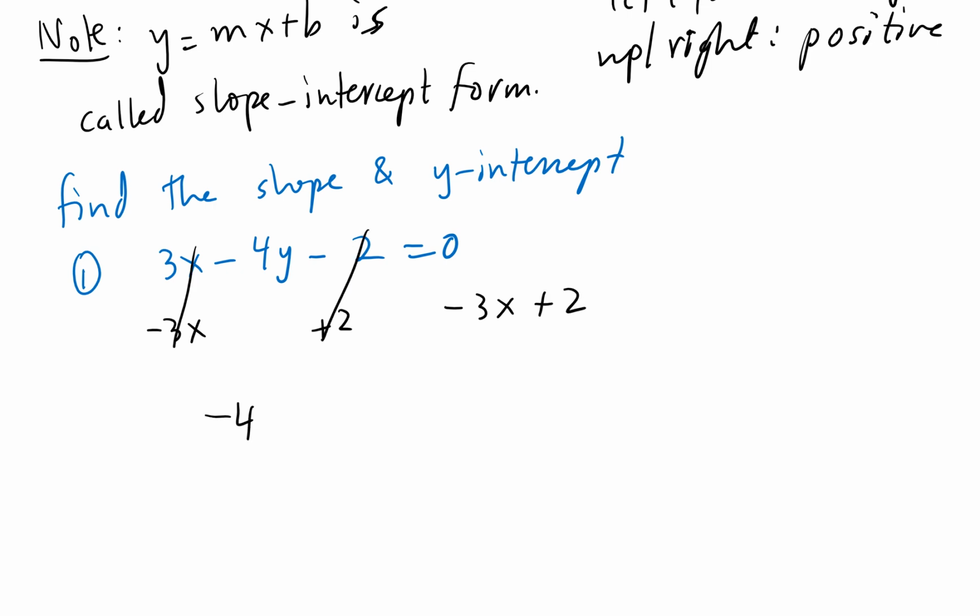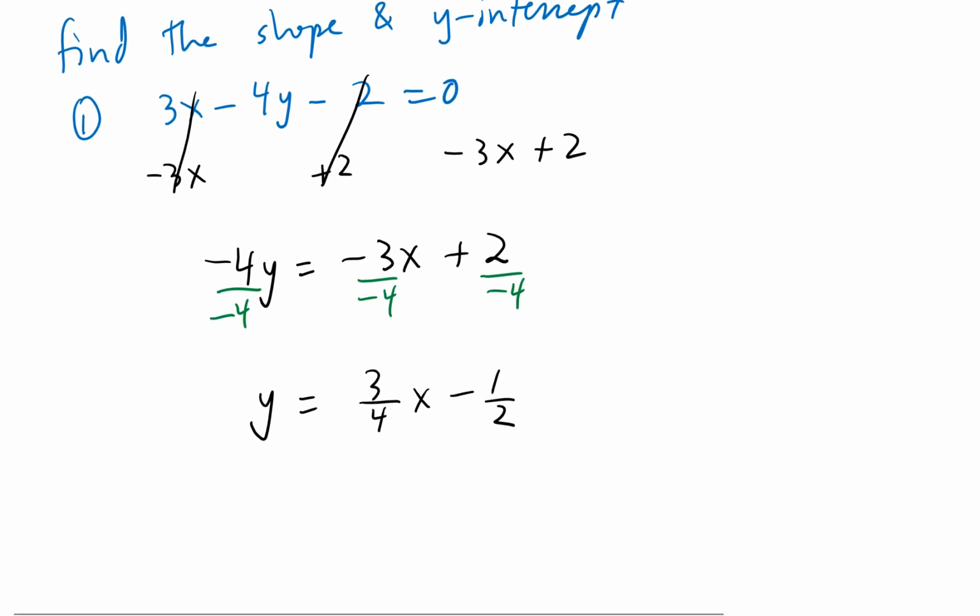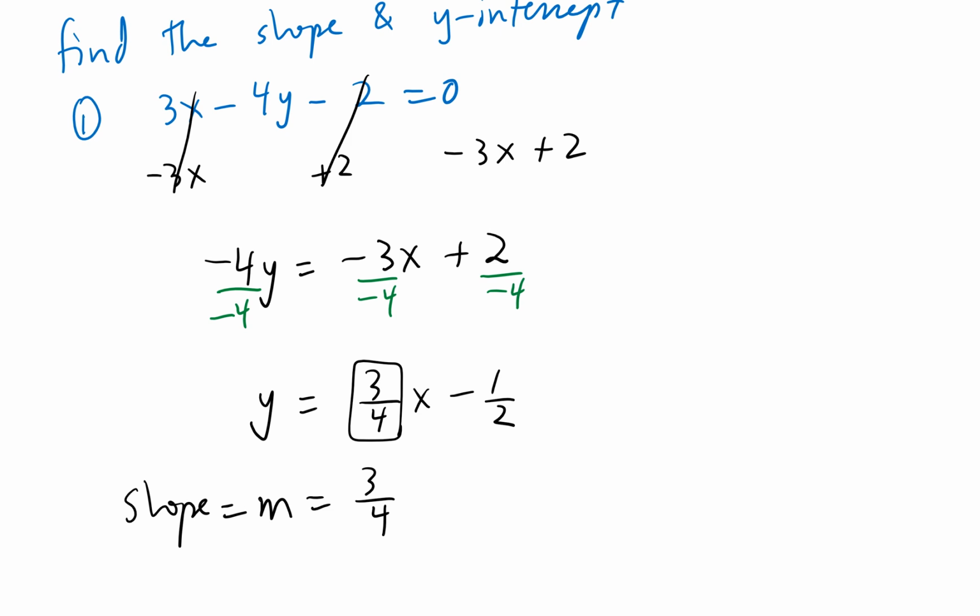So you get -4y equals -3x plus 2. Then divide everything by -4. What do we get? y equals 3/4 x minus 1/2. So slope, which is m, is 3/4. That's the slope. The y-intercept, b, is -1/2.